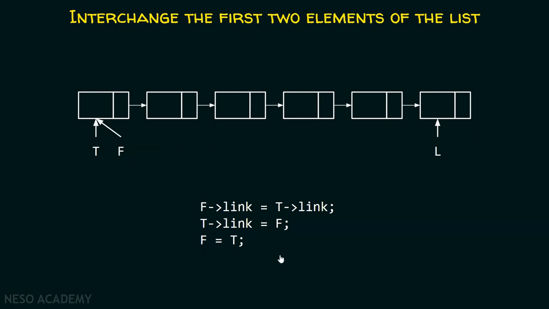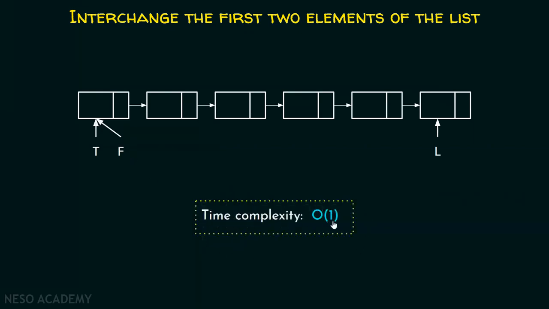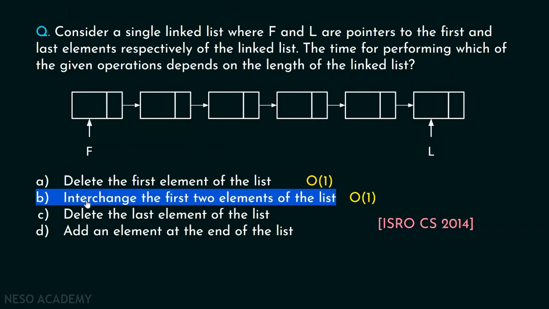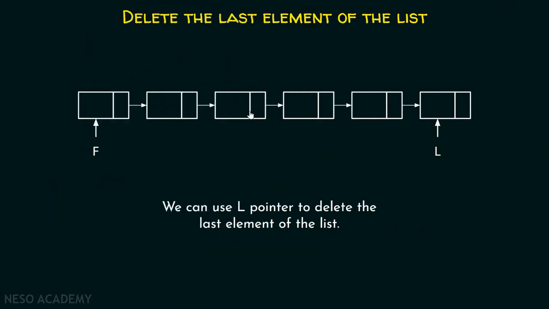You can see these three lines of code will take a constant amount of time. Hence, the time complexity is again big O of 1. So it is clear that option B is also not the correct option. Let's see whether option C is the correct option or not. That is deleting the last element of the list. Let's see how much time is required to delete the last element of the list.